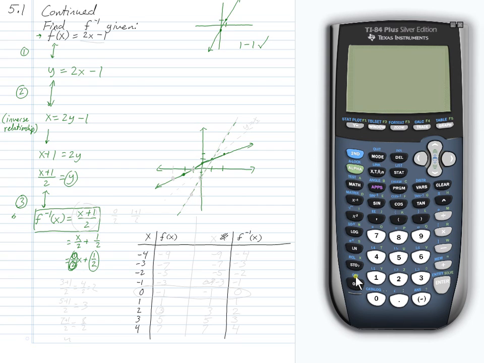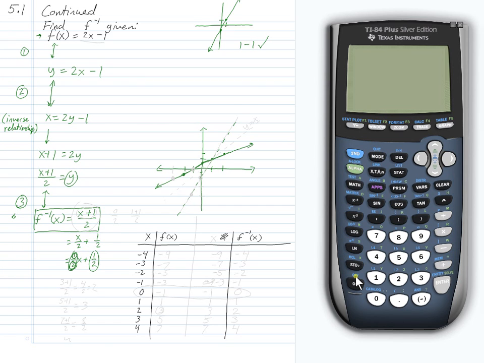Now, I recommend, especially in this section, that you use graph paper for any graphing type questions. The idea being that there is a relationship between the graphs that we're seeing.